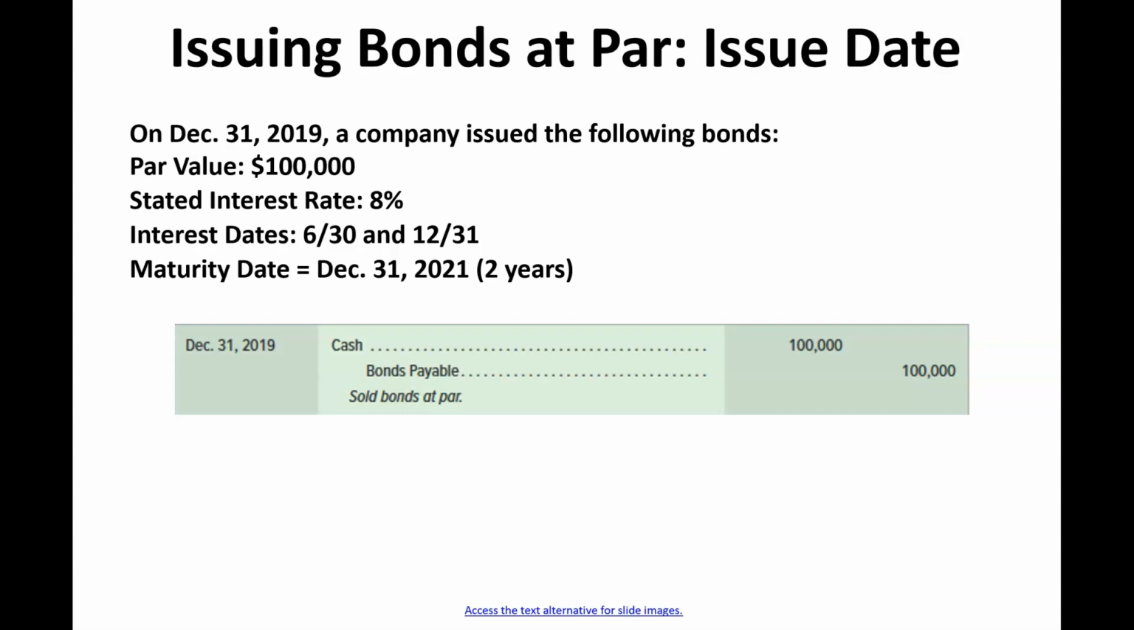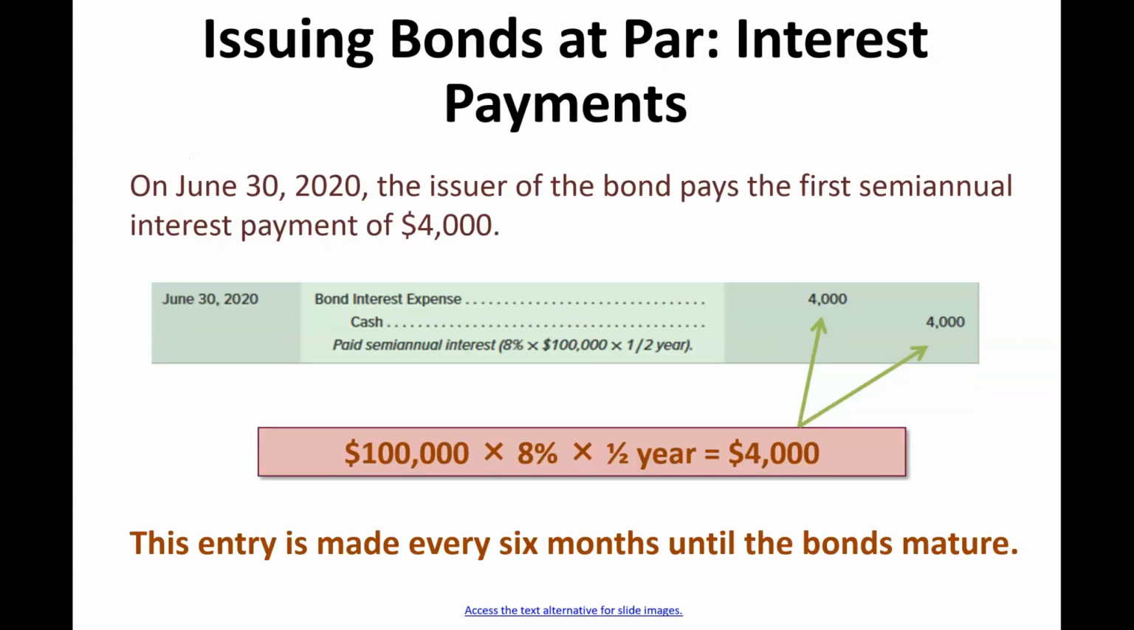When you sell a bond, the journal entry is done on the date of the sale. You will debit cash, the amount of the bond, which is $100,000, and then you credit bonds payable. So you increase your cash and you increase the amount of money you owe. You now have a long-term liability of $100,000 in bonds payable.